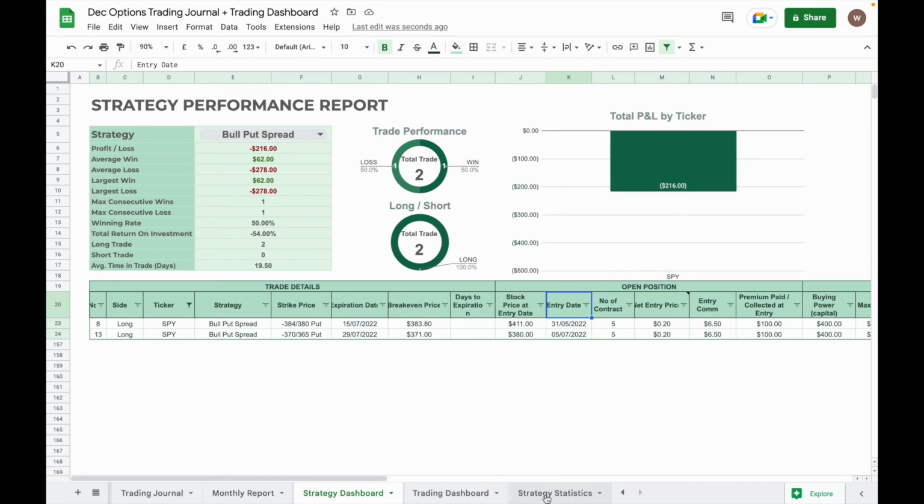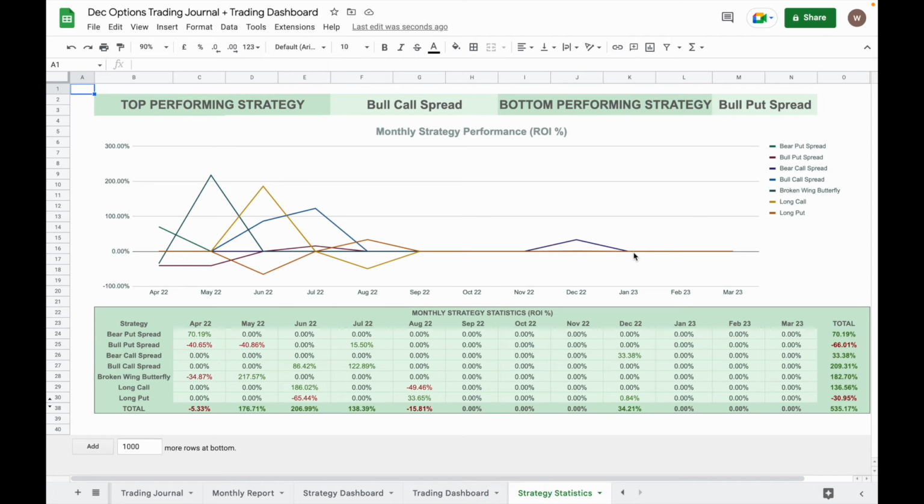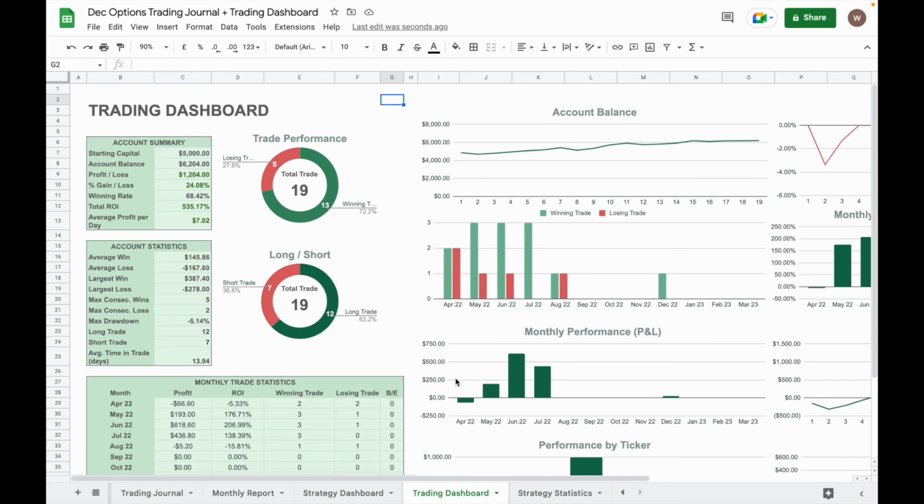And then there's also a strategy statistic here for you to have a look at your monthly strategy performance based on your return on investment, showing you the top performing strategy and which one is the bottom performing strategy. And finally, the most important part of this trading journal is the trading dashboard, which gives you a comprehensive overview of your trading activity over the period of 12 months.